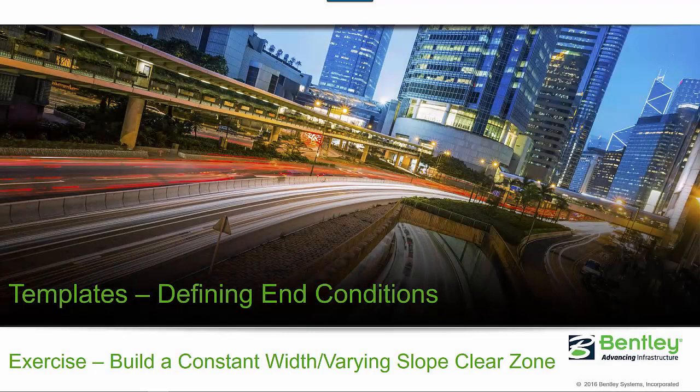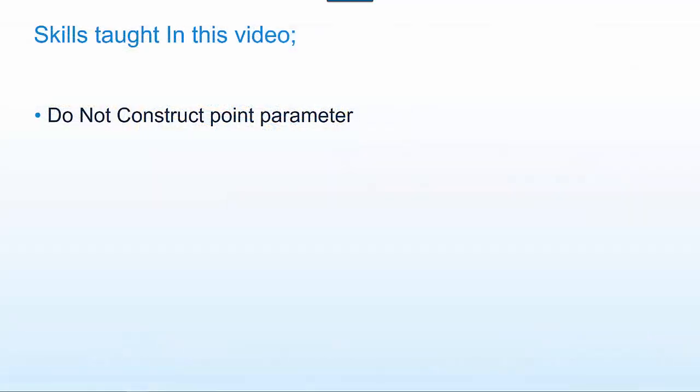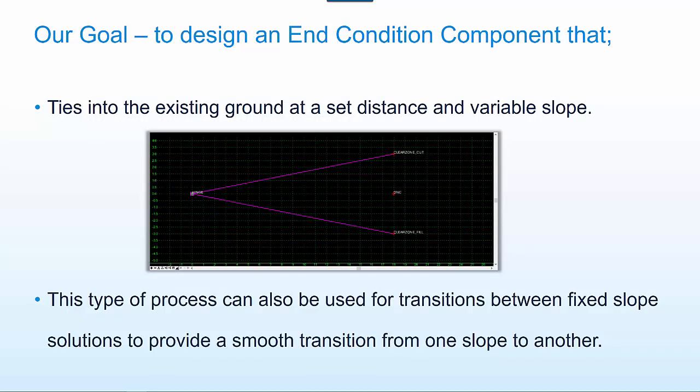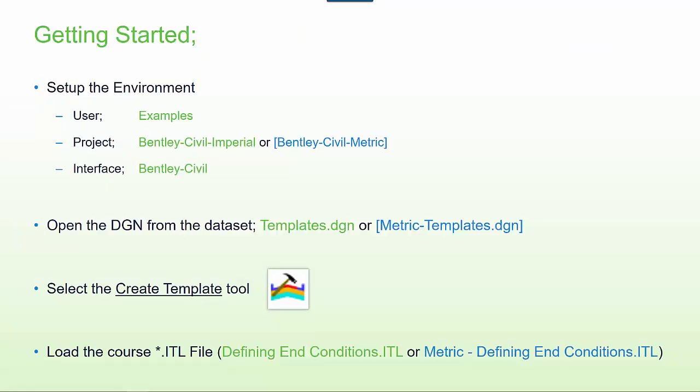Build a constant width and varying slope clear zone. In this exercise we're going to take a look at the do not construct parameter and see just how powerful and useful that can be. Our goal is to set up an end condition that will tie into the existing ground. This process can also be used for transitions between fixed slope solutions and to provide a smooth transition from one slope to the other. We're going to pick up right where we left off.